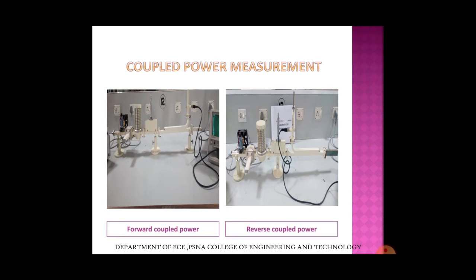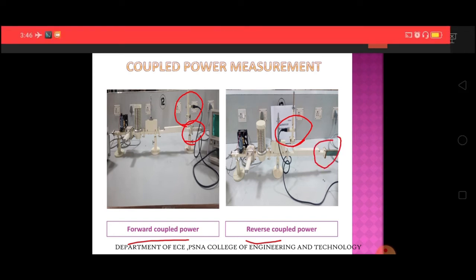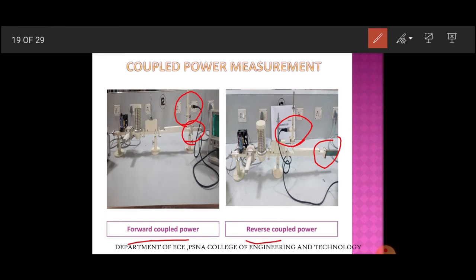Now we are moving to the coupled power measurement, where the diode detector, which is the output device, has to be connected with the coupled port. So in the diagram, in the forward direction, the coupled port is connected with the diode detector, where port 2 is matched terminated. While in the reverse direction, port 4 is connected with the diode detector and port 1 is connected with the matched terminated load to determine the coupled power.